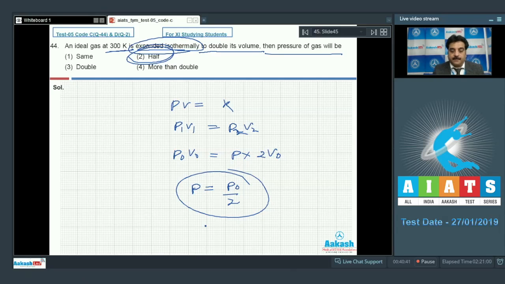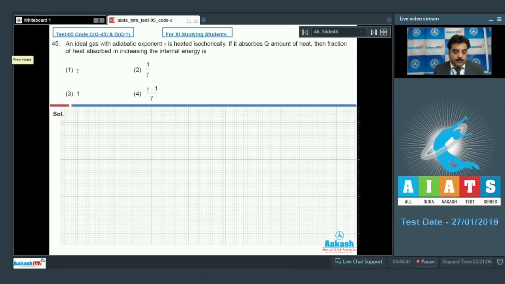Question number 45. In question number 45, an ideal gas with adiabatic exponent gamma is heated isochorically. If it absorbs Q amount of heat, then the fraction of heat absorbed in increasing the internal energy is? Isochoric process means change in volume will be 0. So this is the main thing of this question.